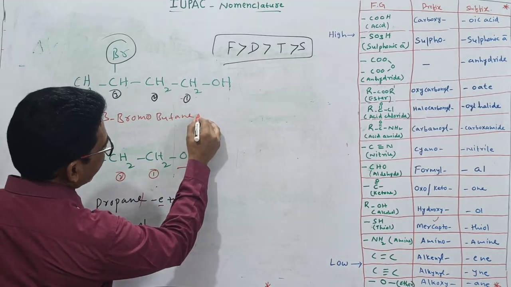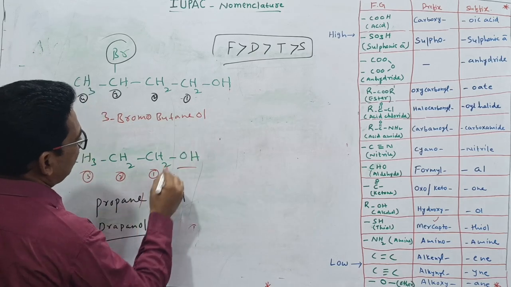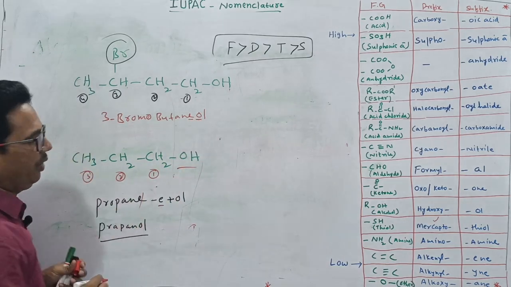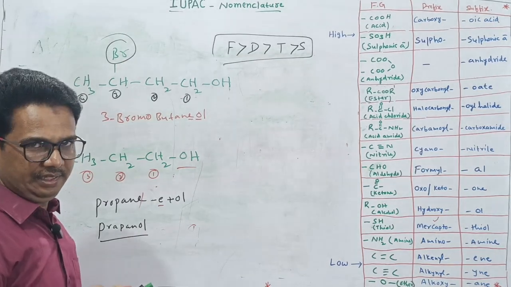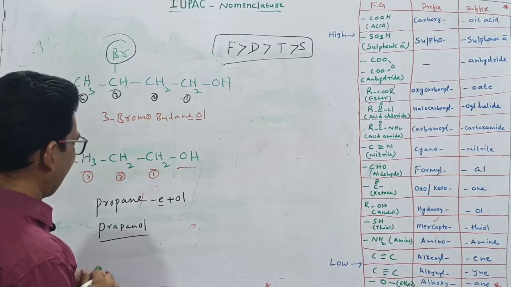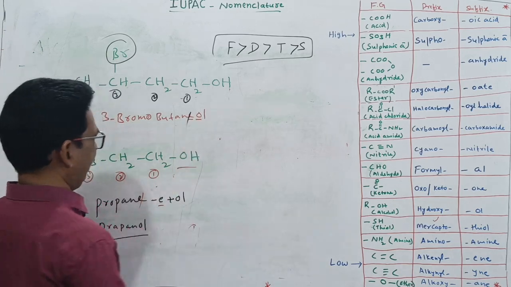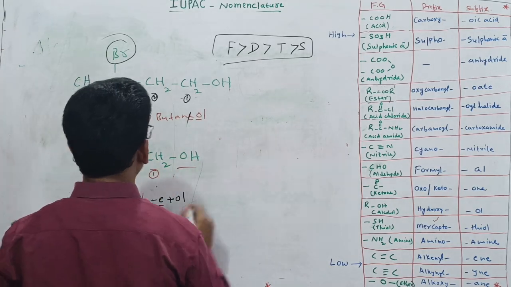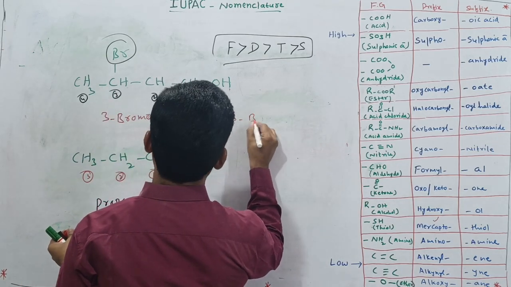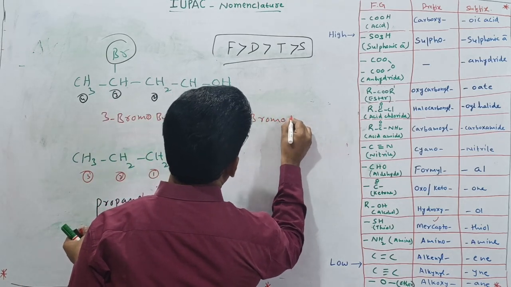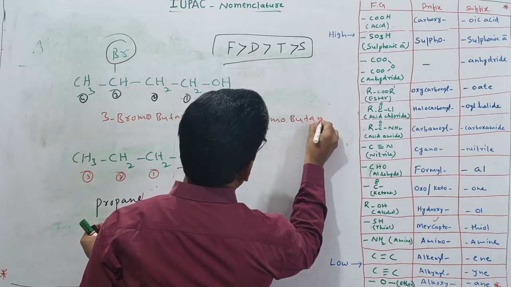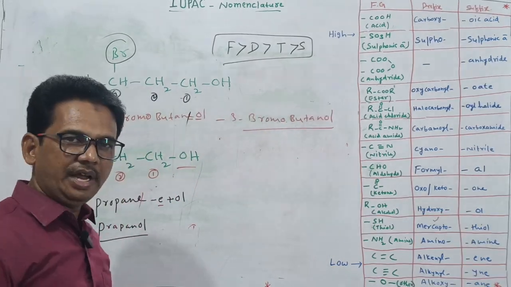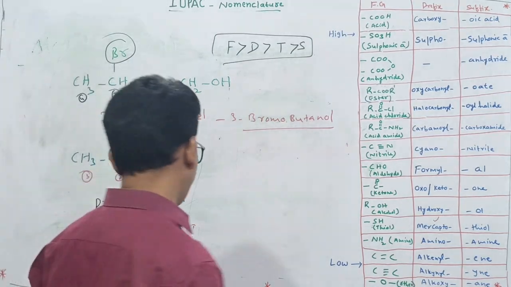अल्कोहल को क्या आता है सफिक्स? ऑल. लेकिन यहाँ पे क्या है? ई ओ. दो वोवेल्स एक ही बार कंटिन्यूअसली आ रहे हैं. तब क्या करने का? ई को निकाल के फेंक देने का. देन व्हाट इज द नेम विल कम? 3-bromobutanol. Okay, understand? I hope you have understood.